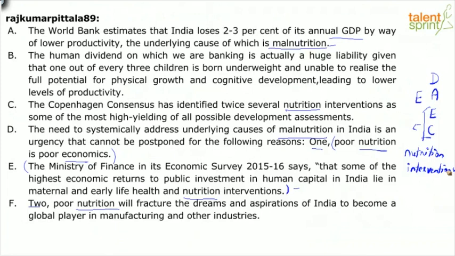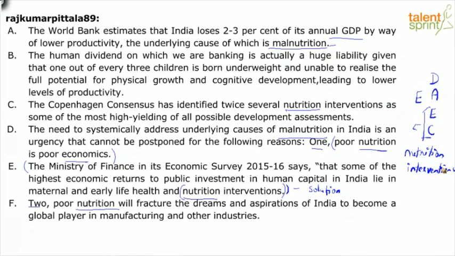So the Copenhagen Consensus has identified twice several nutrition investments as some of the most high yielding of all possible development assessments. So like I said, E is giving us a solution. C, because of the clue word nutrition interventions, which is again expanded or additional information is given about that in C, C has to follow E. That's one particular connecting sentence. Post which, I have the second reason. Now the second reason says, poor nutrition will fracture the dreams and aspirations of India to become a global player in manufacturing and other industries.